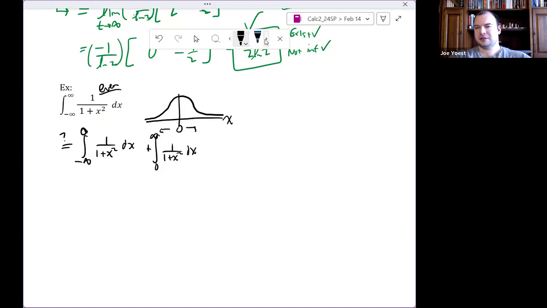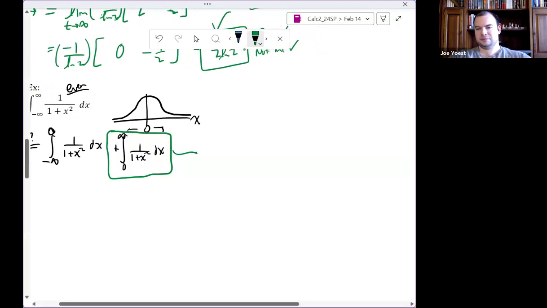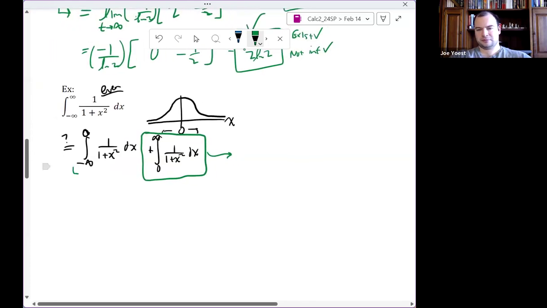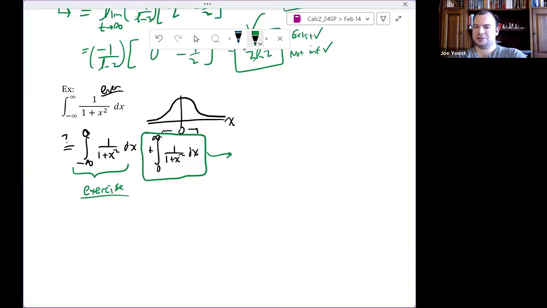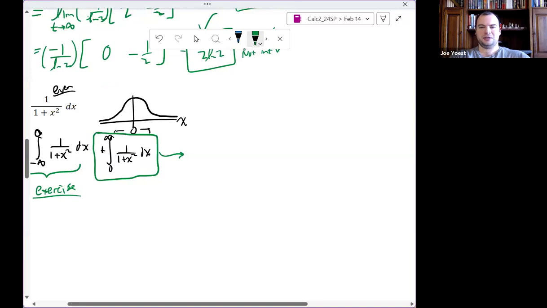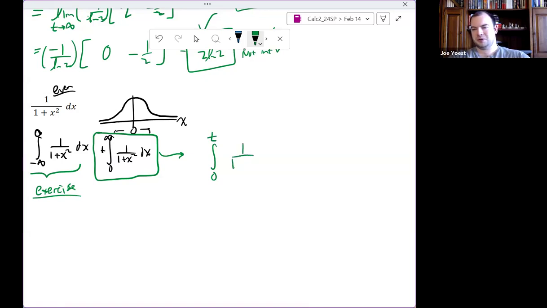And let me take just the second one and evaluate it. I'll leave the other as an exercise, but we'll just take the second one and evaluate it. So first I want to find the integral from 0 to t of 1 over 1 plus x squared dx. And I know that this is arctan x from 0 to t.